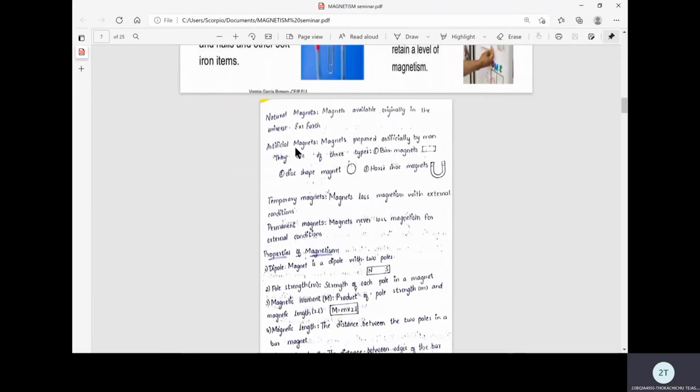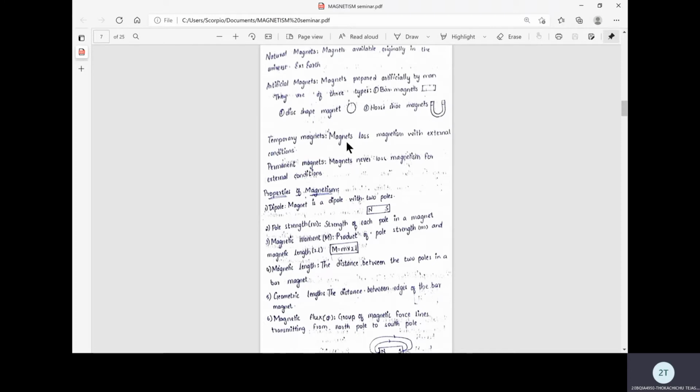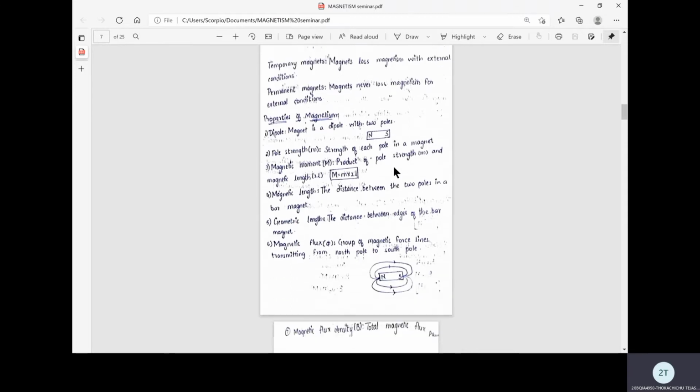Now, to summarize, natural magnets are magnets available originally in our universe. The planet Earth which we live on is in and of itself a magnet. Artificial magnets are magnets prepared artificially by man, and they can be further divided into three types: bar magnets, disc shaped magnets, and horseshoe magnets. Temporary magnets lose magnetism with external conditions, while permanent magnets will never lose magnetism with any kind of external conditions.